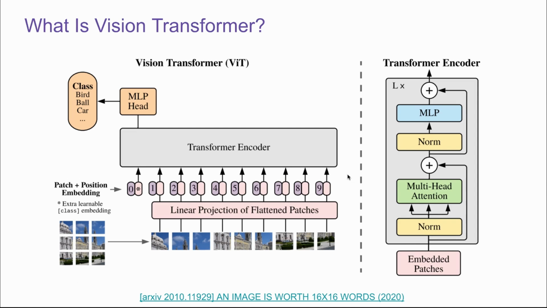And then we send those flattened encodings to the transformer encoder. This is basically identical to what we have gone through in the transformer deep dive. Take a look if you're interested. And in the end, we go through an MLP head and output the classification of the image. Keep in mind this original paper is using Vision Transformer for the image classification task.